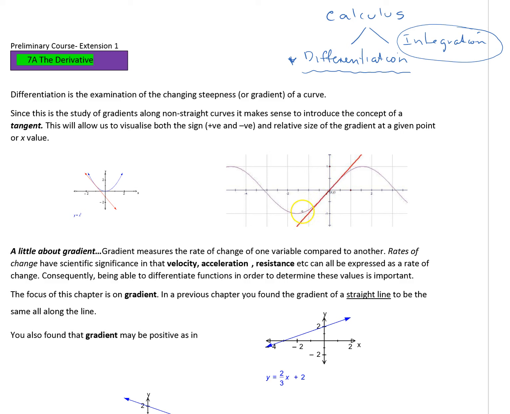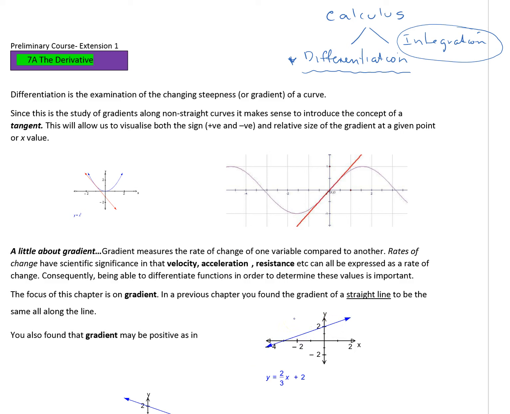Clearly the gradients are changing, as you can see from the slope of this red line, as we move along the graph. So the gradient's actually changing, which is a significant difference from the functions that you've studied previously. You've only looked at the gradient of a straight line graph.